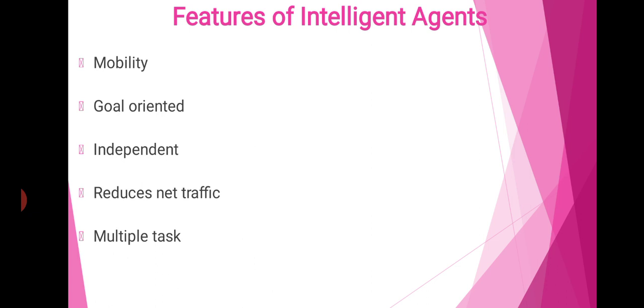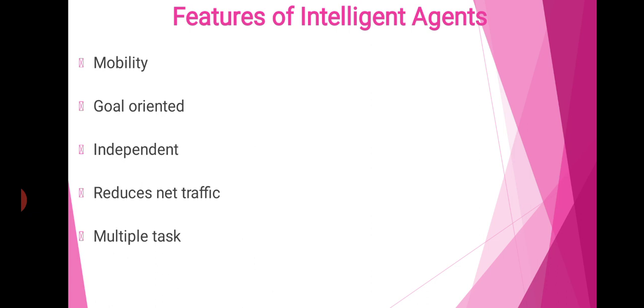See, what are the characteristics of intelligent agents? There are mainly three dimensions to these intelligent agents: agency, intelligence, and mobility. This is commonly called the three dimensions of intelligent agent: agency, intelligence, and mobility. Okay, then see what are the features of intelligent agent.